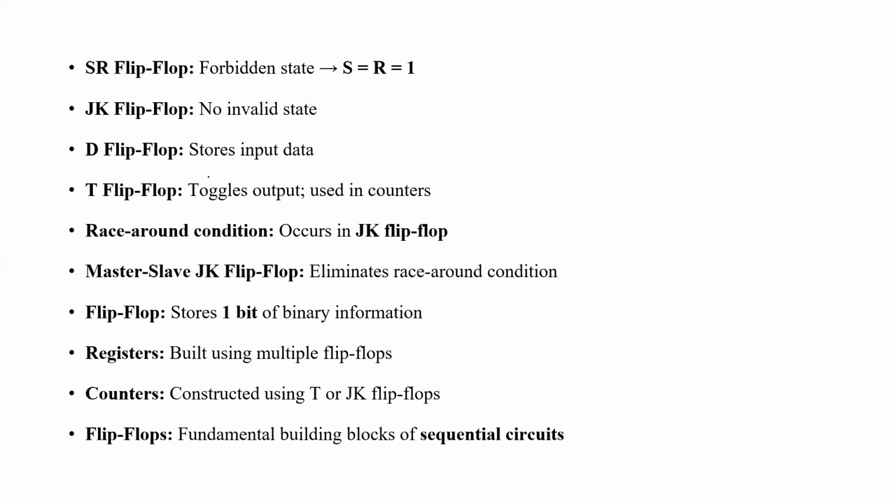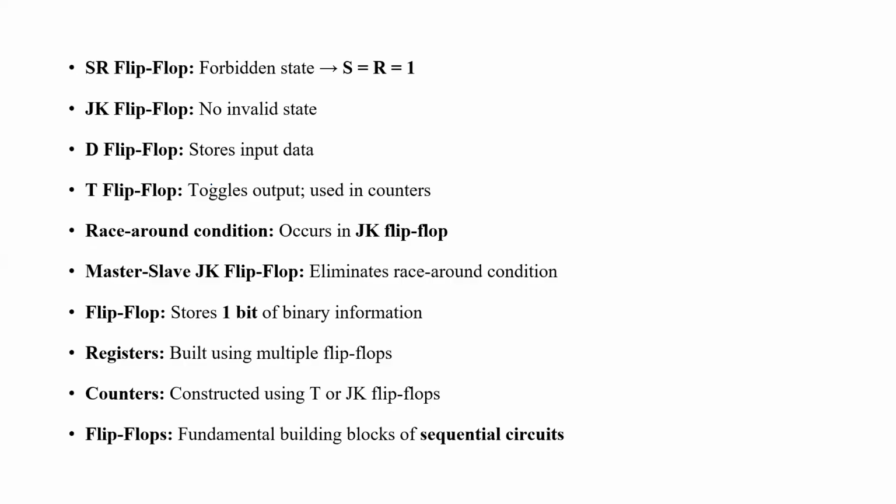So here you can see some points I have given. This is very important. What is SR flip-flop? Forbidden state, S equal to R equal to 1 means there it will get a problem. Undefined state we can say, indeterminate state we can say, or invalid state we can say. That's why we are going to JK flip-flop. So here no invalid state. So these are the key points.